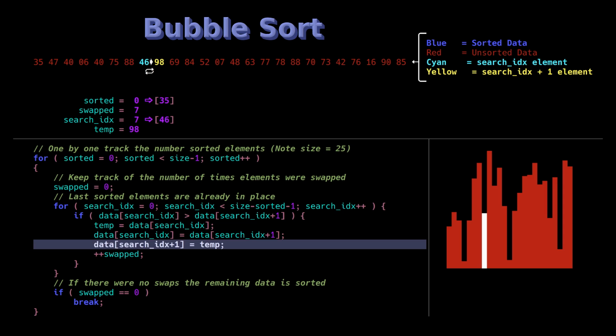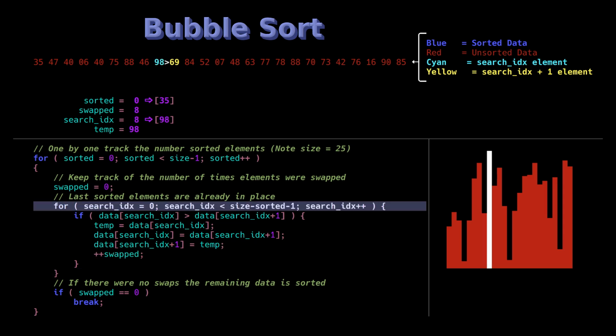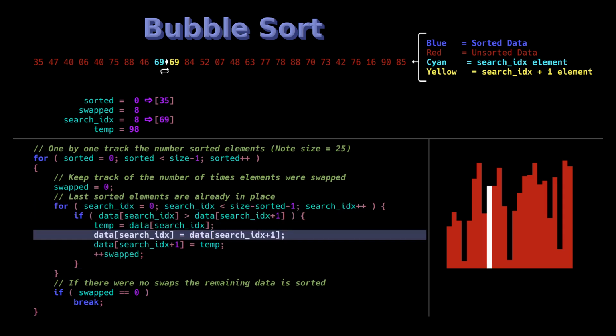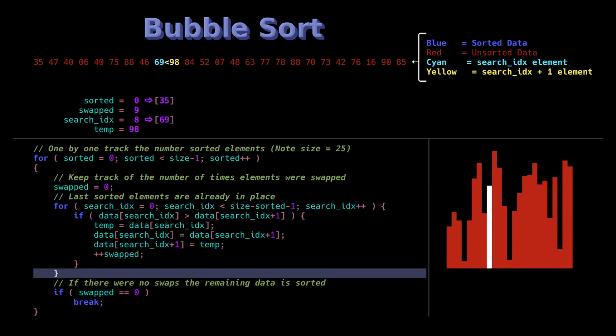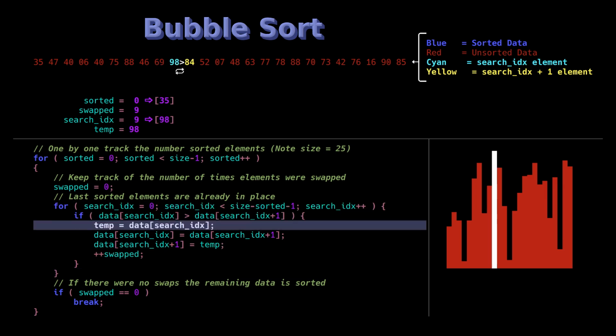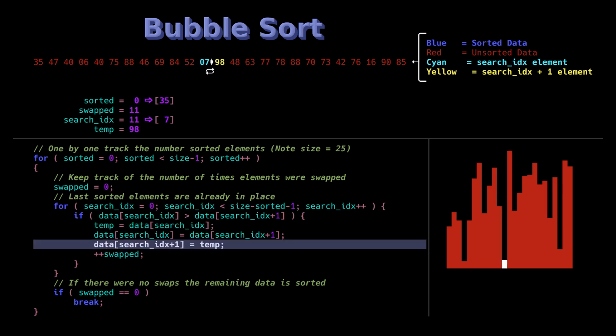The bubble sort's best case big O is n and its average is n squared. Now let's speed it up and watch it finish.